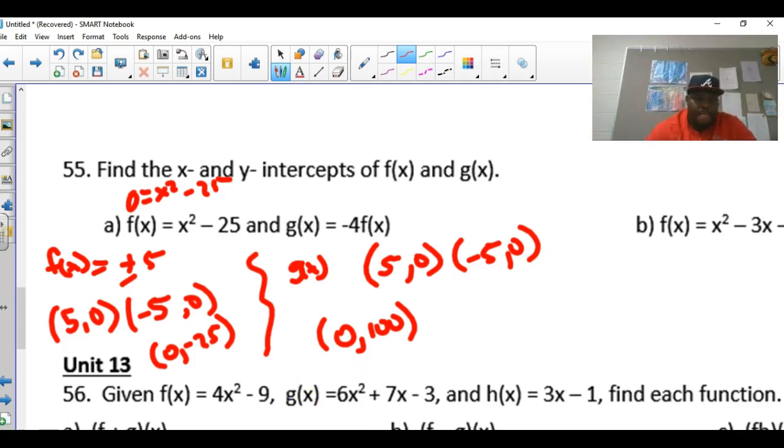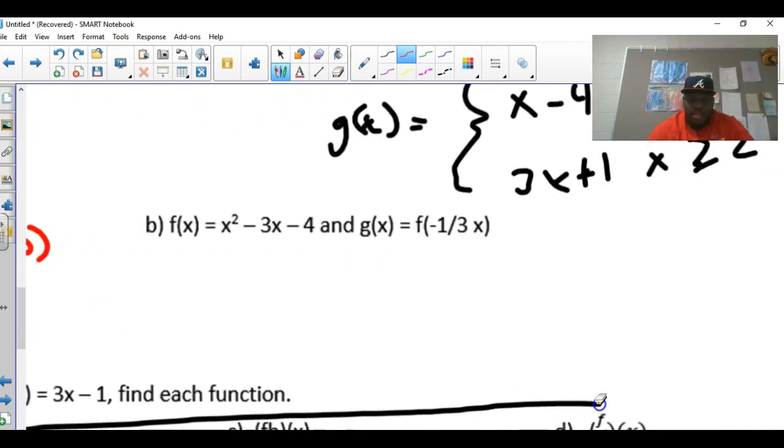I'm just going to show you. Check this out. If you were to take this f of x and multiply by negative 4, meaning if you put negative 4 out front, excuse me, of x squared minus 25, you'd end up with negative 4x squared plus 100. That would be your y-intercept right there. Because again, if you put 0 right here, 0 times all of that is 0, plus 100 is 100. So that's your y-intercept. These won't change, guys.